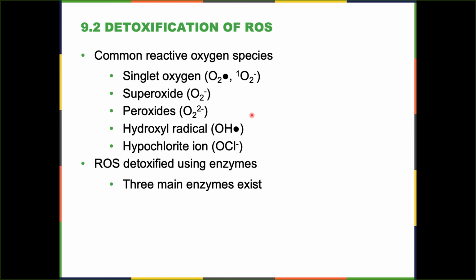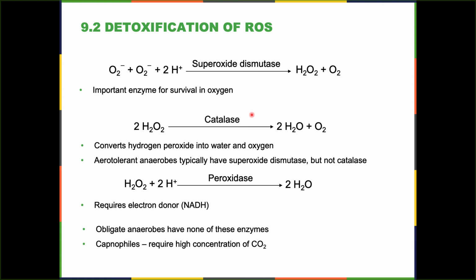You don't have to know the full mechanisms of these. I will point out some of the things that you do need to know. So we'll start off with superoxide dismutase. It's primarily used for the superoxide anion, right? This is a very important enzyme for survival on oxygen. In fact, almost every organism that survives in an oxygen environment has some form of a superoxide dismutase, right?